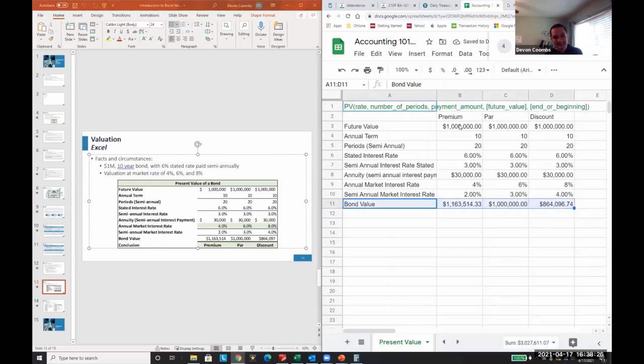That's what we'd be willing to pay today for these bonds that have these characteristics. So if there's a future value of $1 million, an annuity of $30,000, and the current market rate is 4%, and our stated interest rate is 6%, we'd be willing to pay the premium. We'd be willing to pay a $163,000 premium to get that extra interest rate. Here, we'd want a discount for the lower interest rate.